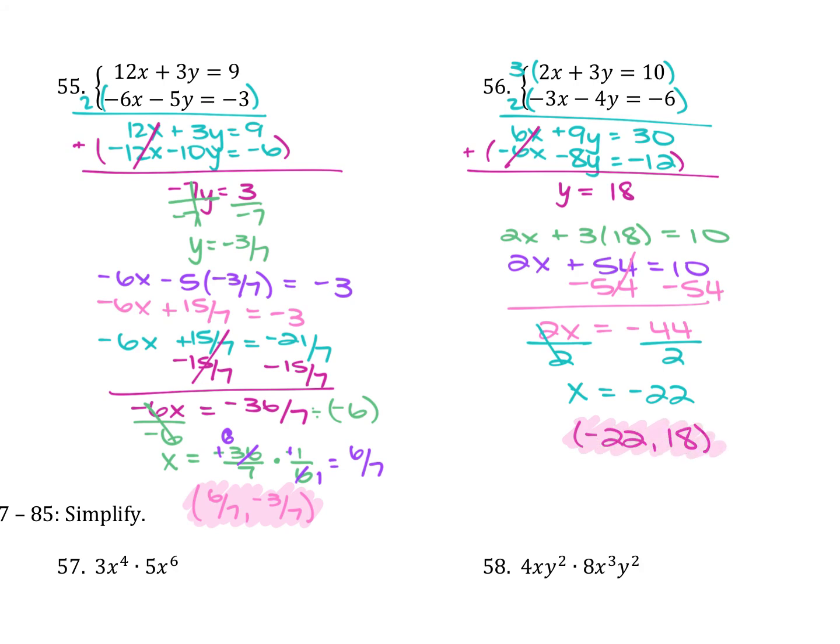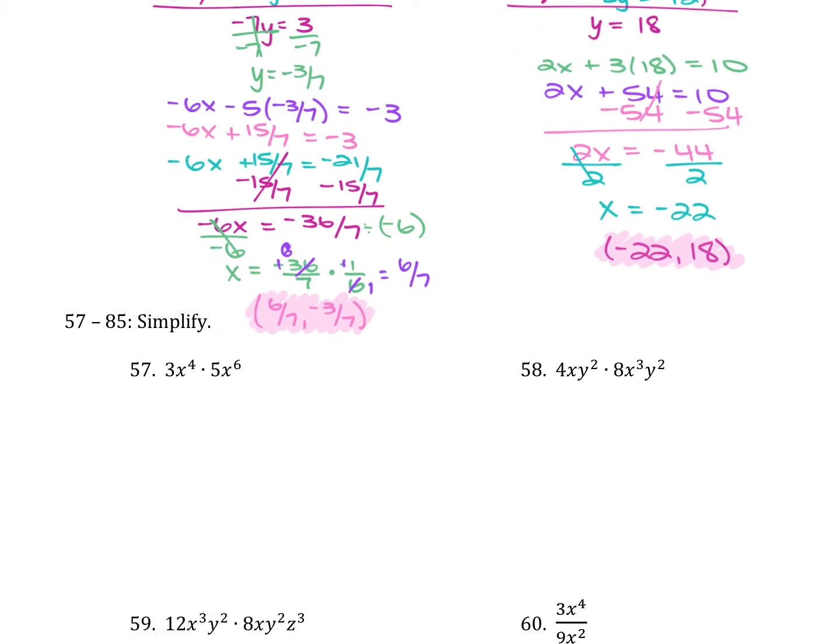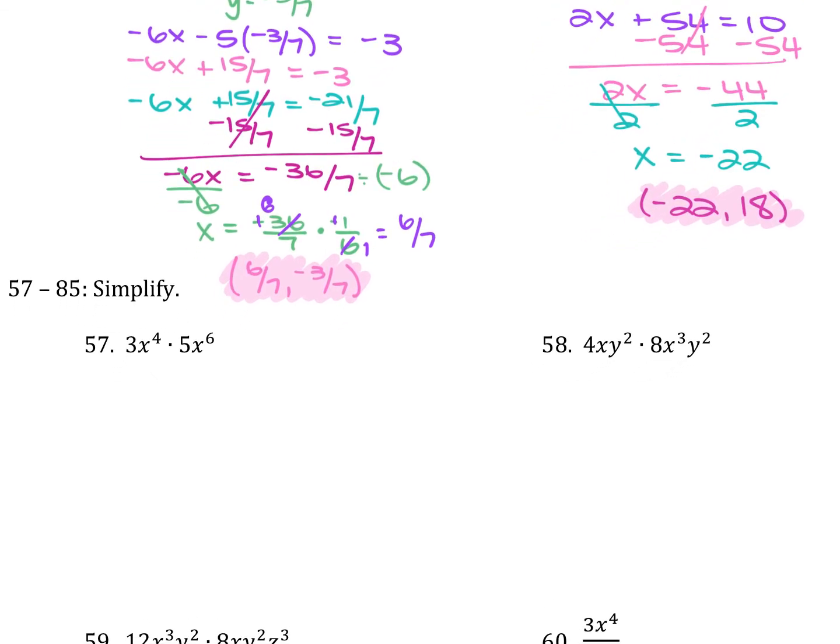For your next set of questions, you are just simplifying. For 57, you have 3x to the 4th power times 5x to the 6th power. Your rules with these: multiply your coefficients together. Then if the base is the same, keep the base, add the powers. So we are going to multiply the 3 times the 5, keep the x, add the 4 and the 6. 3 times 5 is 15. X stays. 4 plus 6 is 10. So that's 15x to the 10th power.